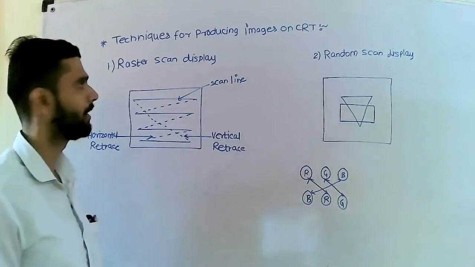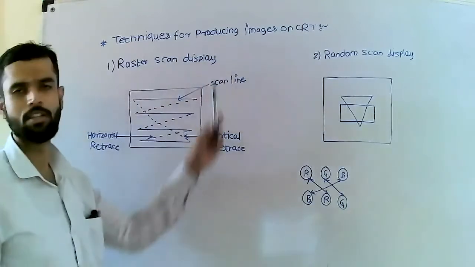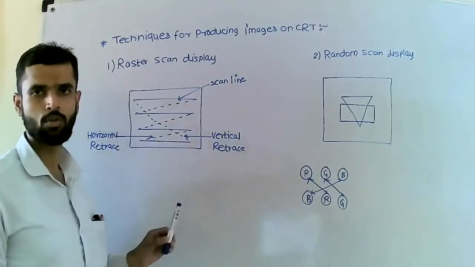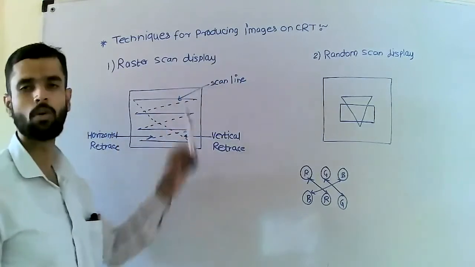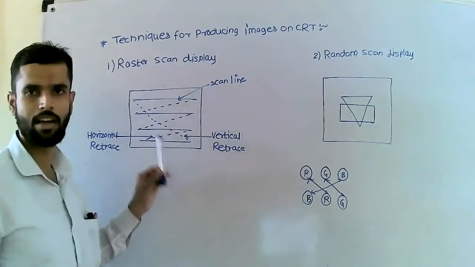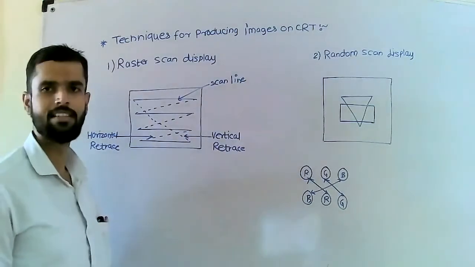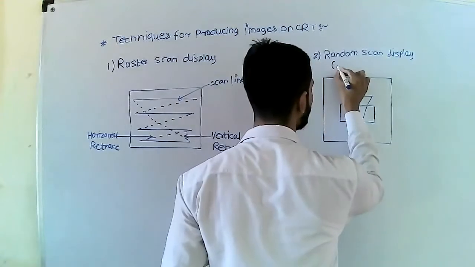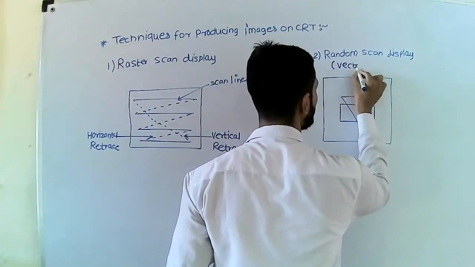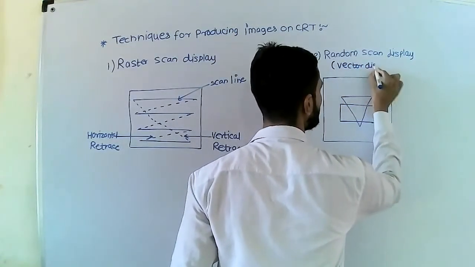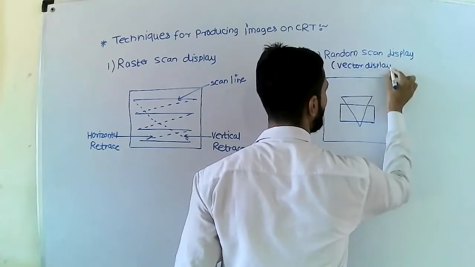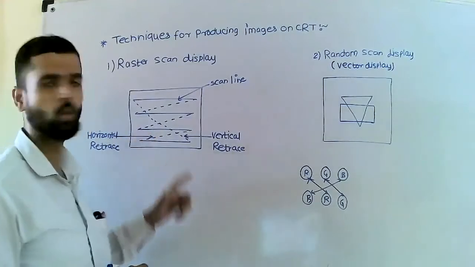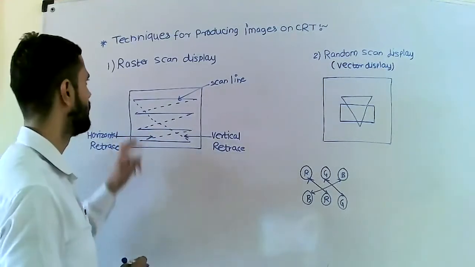Today we are going to discuss our next topic, that is techniques for producing images on cathode ray tube. So basically there are two techniques used to produce the images on the cathode ray tube. First one, that is raster scan display, and second one, that is random scan display. Random scan display is also called as vector display. Okay, so now let's see the working of these two techniques in detail.